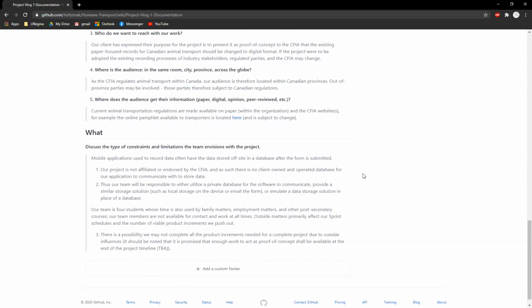Along with that, particularly as the CFIA regulates animal transport within Canada, our audience is therefore within Canadian provinces. Out-of-province parties may be involved, such as those purchasing animals from Canada, but those same parties are subject to Canadian regulations, so we'll be focusing on Canada.